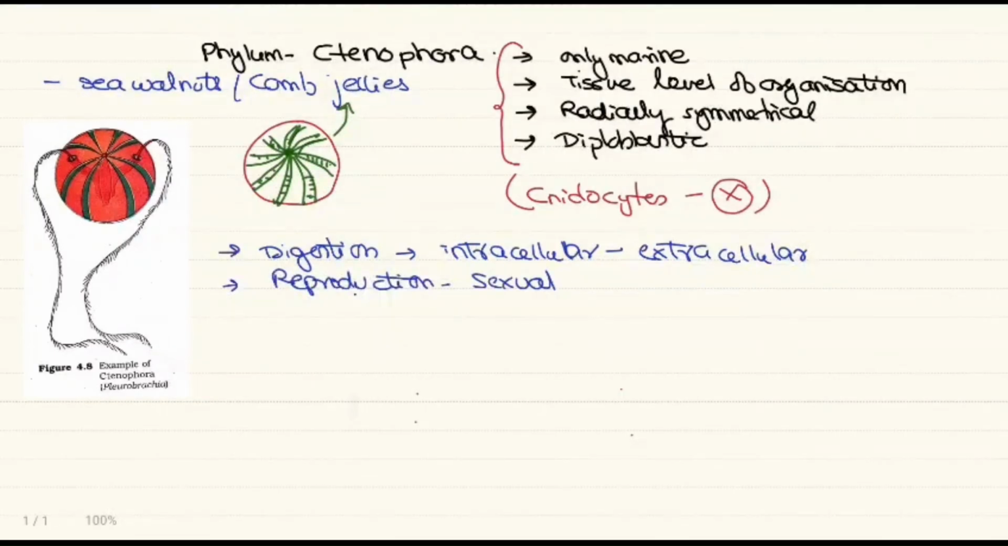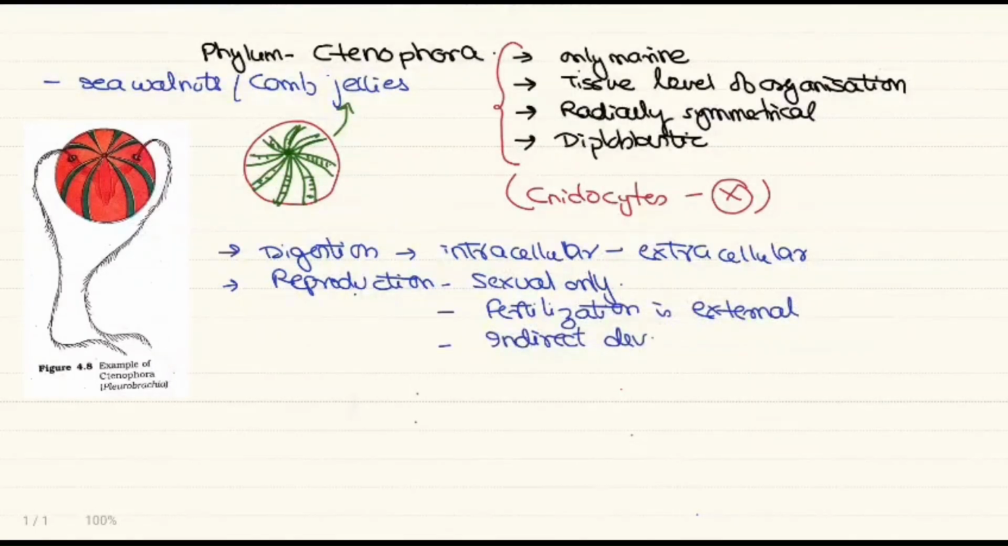They have only sexual reproduction. Asexual reproduction is absent here. The fertilization is external, that is outside the body in the water. And because they have a larval form in the life history, we can call them as the indirect development.